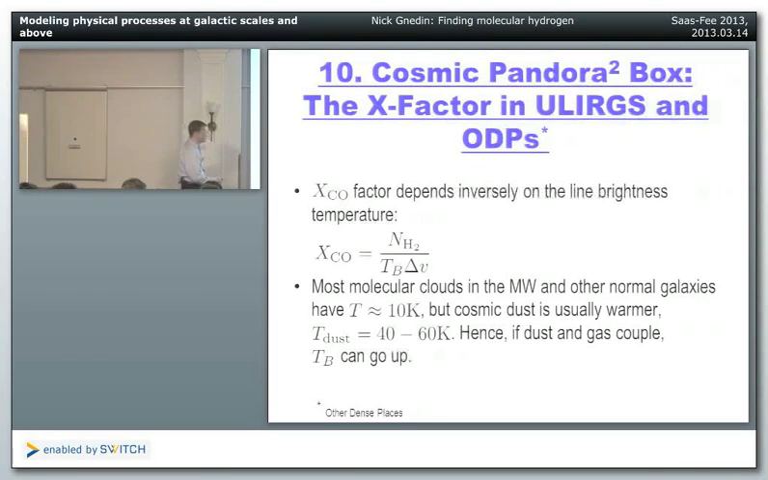Most molecular clouds in the Milky Way and other normal galaxies are very cold. They have gas temperatures of 10 Kelvin. Right? But cosmic dust is actually warmer. I think Ralph also mentioned today. Dust has temperatures of 40, 60 Kelvin. So if they couple at high enough densities, then you can actually heat the gas by coupling it to the dust. And if this happens, then this brightness temperature can increase and the XCO factor will actually go down.